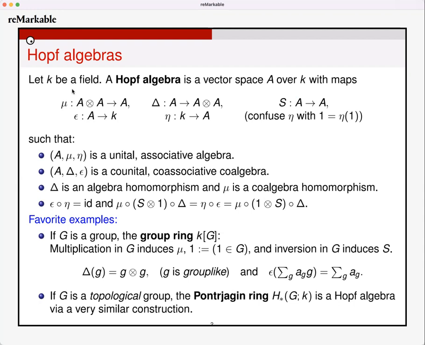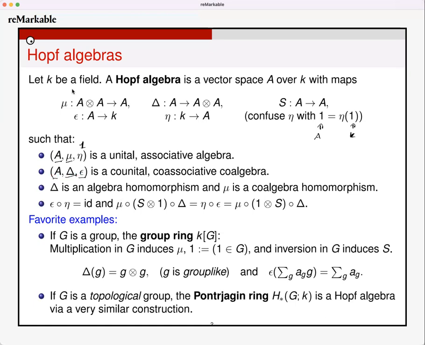S is called the antipode. Epsilon from A to the ground field is the augmentation. Eta from the ground field to A is called the unit, and we'll often confuse eta with the image of the element 1 in K under this map, which is then an element of A. And the reason we want to call it 1 is that collectively the structure of the Hopf algebra, the multiplication and the unit, give me a unital associative algebra. That's our first axiom.